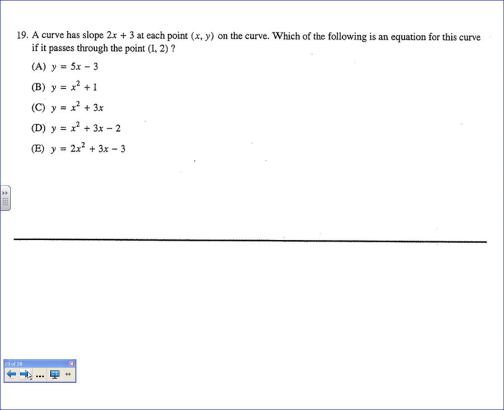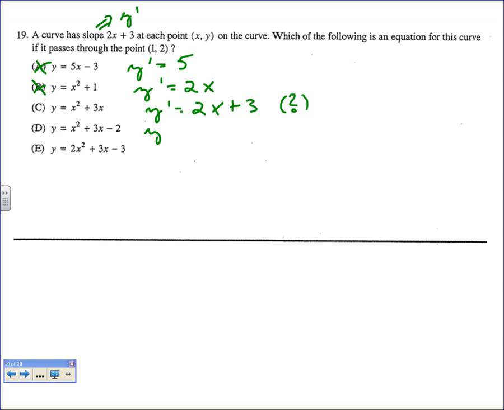Number 19, in this particular problem, the curve has a slope at every point. We're asked which of the following is a curve described by that slope equation that passes through the point (1, 2). Well, slope is derivative, right? So the derivative of this first one is simply 5, can't be A. The derivative of the second one is 2x, can't be B. The derivative of the third one is 2x plus 3. So be careful. That's possible. Let's see what happens as we move on.